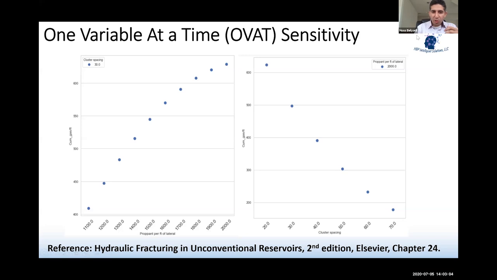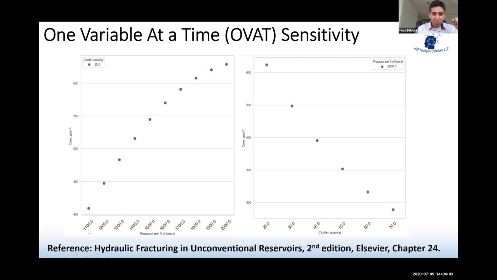We actually use a one variable at a time sensitivity called OVAT, which means I change one variable at a time to see the impact of that variable on my output performance. So for example, if I change my proppant per foot from 1,000 or 1,100 pound per foot to 2,000 pound per foot, what is the resulting predicted QM per foot on the y-axis? Again, these points that you see here are predicted values. These are not from just a simple scatter plot. You train a model, and now you're trying to understand what is the impact of each feature on the production output, which in this case was QM gas per 1,000 feet.